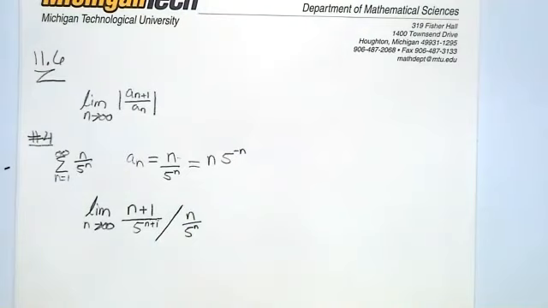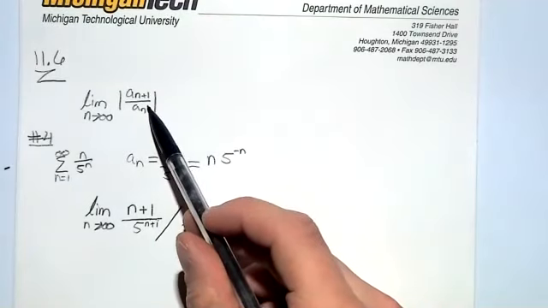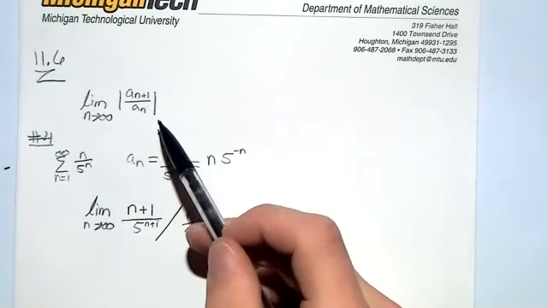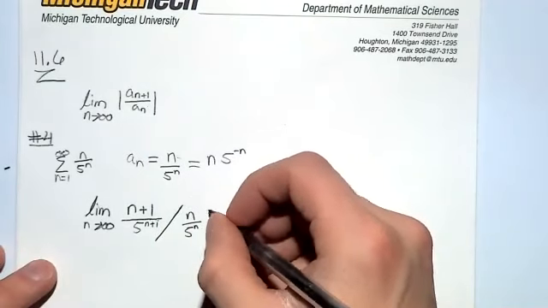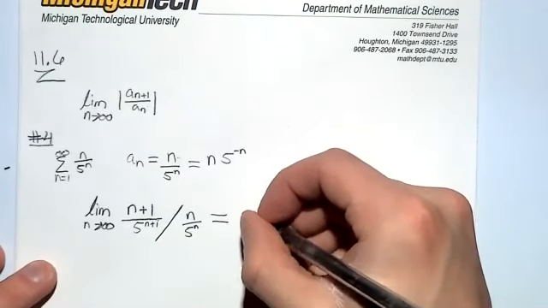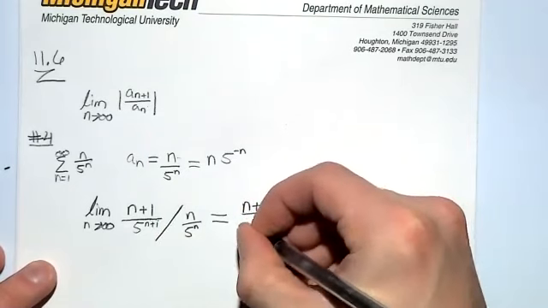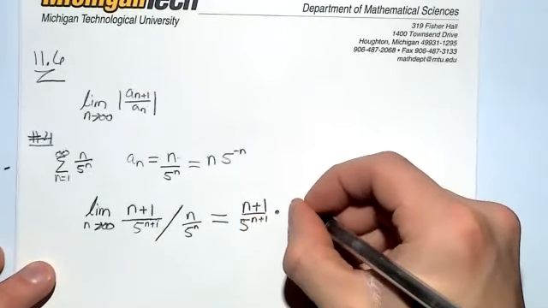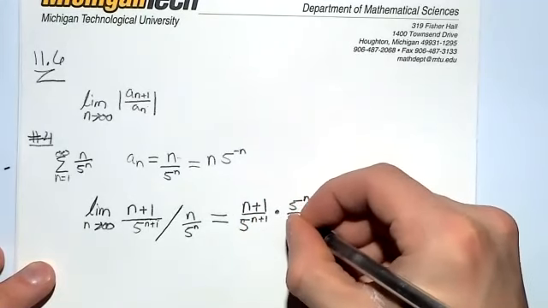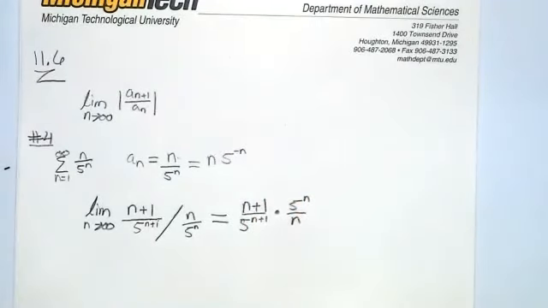Okay. So right here, this looks a little sloppy. So one little trick, when we're dividing by this a sub n, we can multiply by the reciprocal. So what that pretty much means is this first part will stay the same, n plus 1 over 5 to the n plus 1, and then we're just going to multiply by 5 to the n divided by n. Okay, so does that make sense?